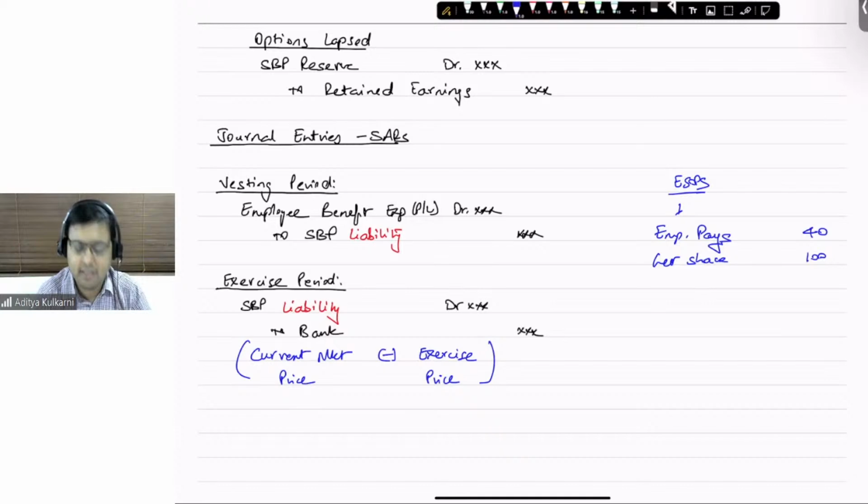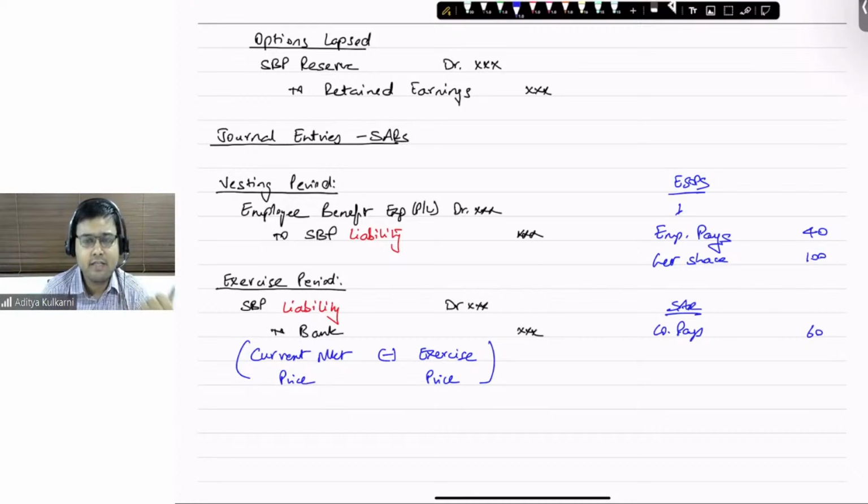In the case of SAR, the employee will not pay anything to the company. The employee will have that piece of paper that entitles him to the stock appreciation, right? He comes to the company and tells, look, you have given me this paper where you have said that you will pay me for the incremental. So the exercise price is 40, the current market price is 100. So the company pays the differential, that is 60. That's it. The story is over.